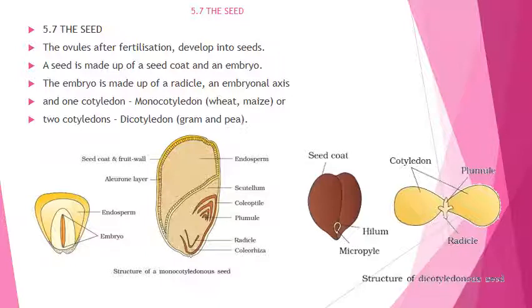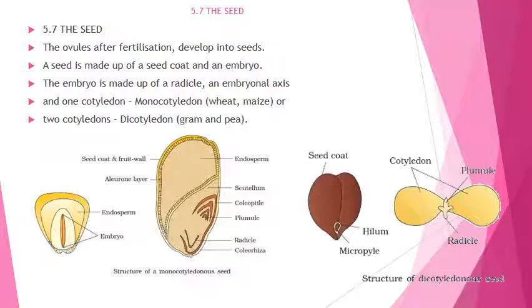On the basis of the number of cotyledons, the seeds are divided into monocotyledon and dicotyledon. Monocotyledon, as the name itself is descriptive. Always remember that mono means one, di means two, tri means three, tetra means four, and penta means five. So remember these words, as you will come across them very often in biology.